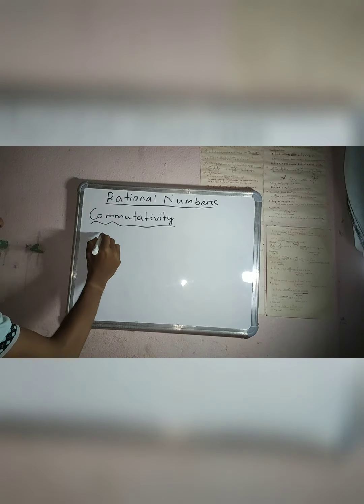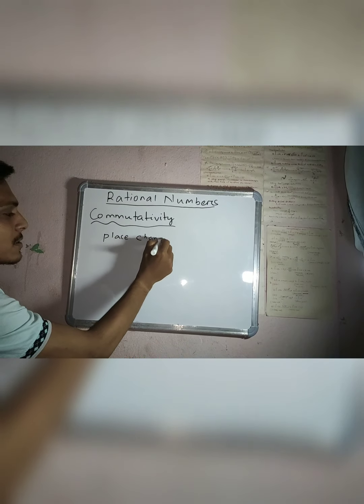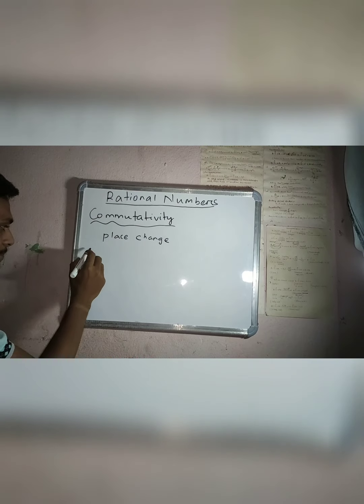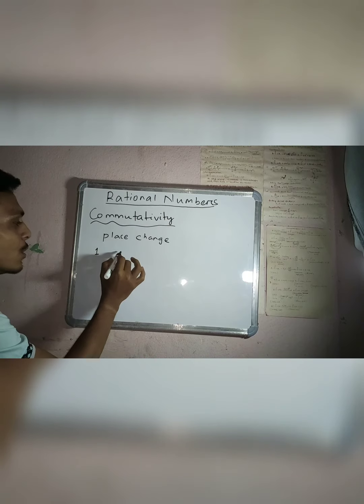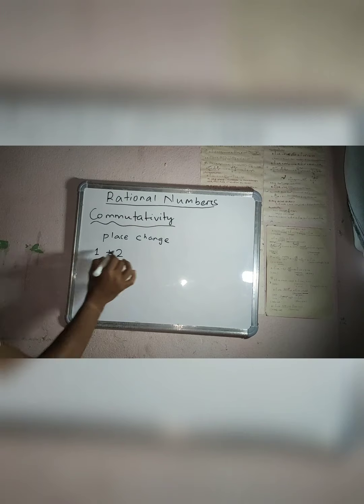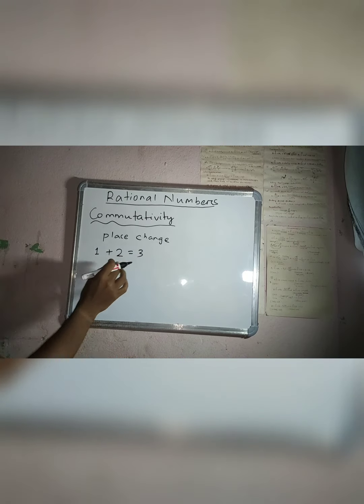What is the meaning of commutativity? Commutativity means place change. Means if 1 is a natural number or a rational number, and 2 is a rational number, if I add these two numbers, then I get 3. 1 plus 2 is equal to 3.